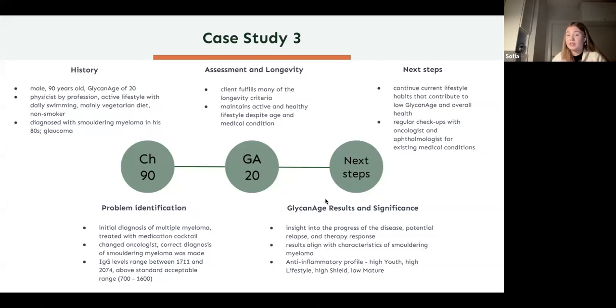These results align with characteristics of smoldering myeloma. These patients usually have an anti-inflammatory profile, which is very, very counterintuitive. And this is why you have to understand the GlycanAge very well to be able to give proper care to your patients. And I hope this is something that you are going to gain with this presentation. So the next step for this man would be to continue his current lifestyle habits that contribute to his low GlycanAge and his overall health. And we would definitely recommend regular checkups with the oncologist and ophthalmologist for his existing medical conditions.